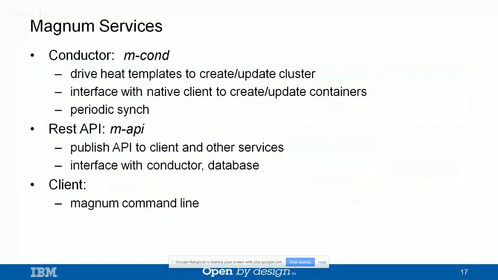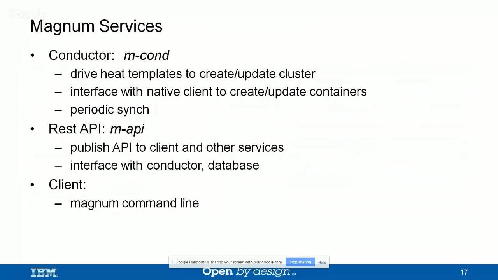Okay. So Magnum runs within OpenStack as two main services. The first one is the conductor, and as we saw in the earlier chart for the architecture, the conductor is basically the engine that runs Magnum. Here we drive the Heat template to create the cluster. We talk to the native client to create containers, and we update once from time to time.